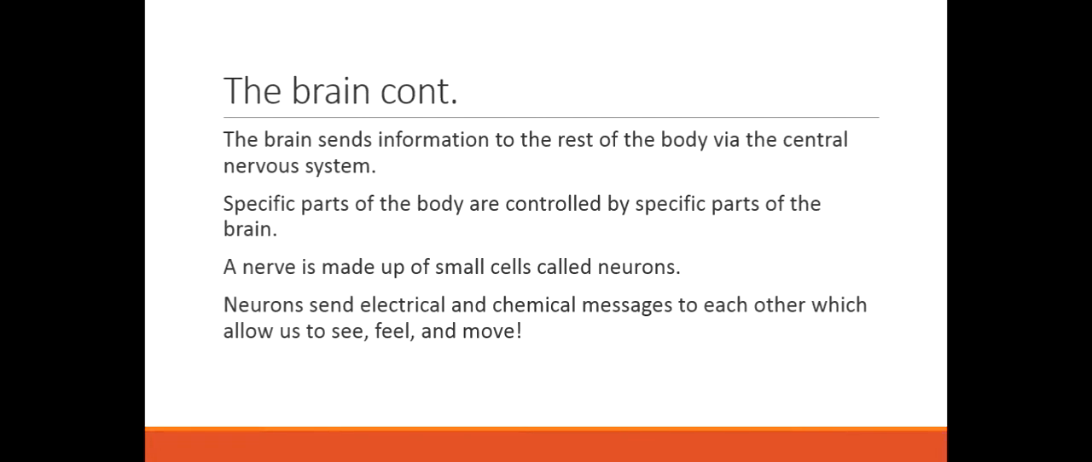Specific parts of the body are controlled by specific parts of the brain. A nerve is made up of small cells called neurons. Neurons send both electrical and chemical messages to each other, which allow us to see, feel, and move.